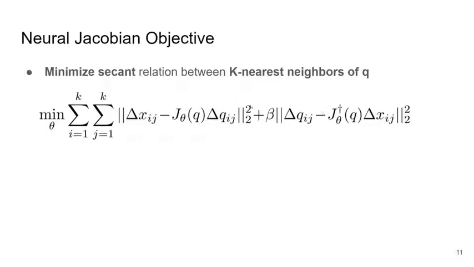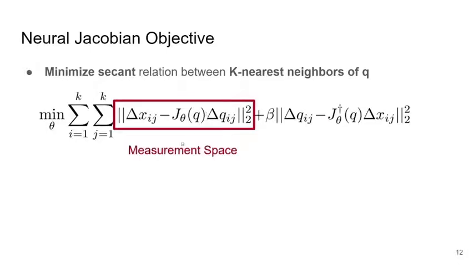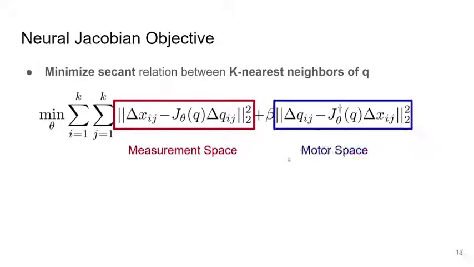And so we have two terms to this loss function. The first is minimizing our robotic equations in measurement space. So we're trying to make both sides of the previous equation as equal to each other as possible over some neighborhood around our current training example. And the second one says, let's minimize the same relationship in motor space. So we take our prediction, invert it, and then try to minimize it on the inverse relationship that way.